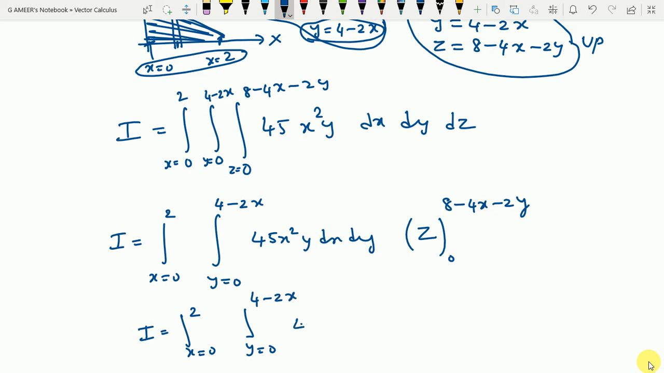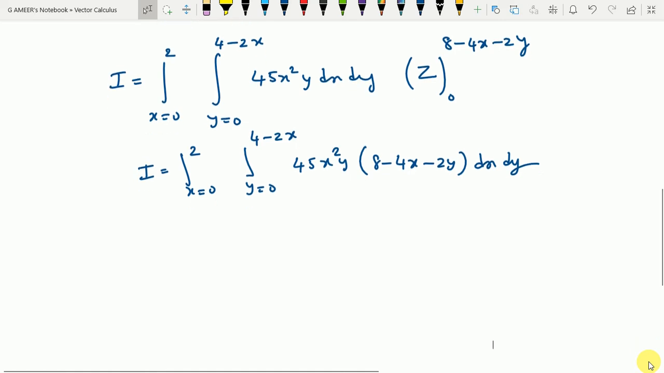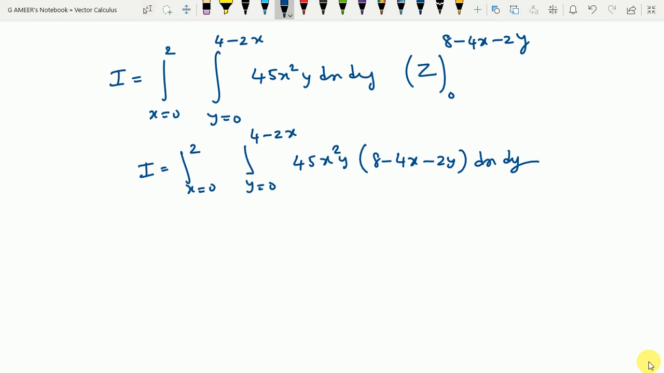So that will be 45 x square y (8 minus 4x minus 2y) dx dy. Okay, fine. Now you can think like this. So that will be I is equal to integral with x from 0 to 2, y is equal to 0 to 4 minus 2x.